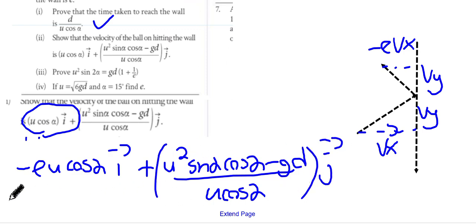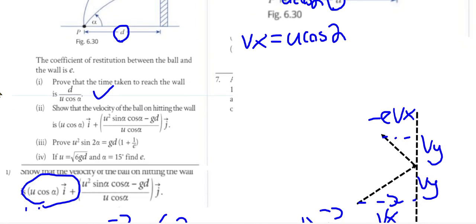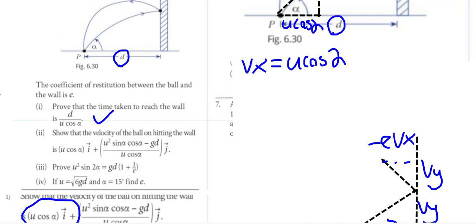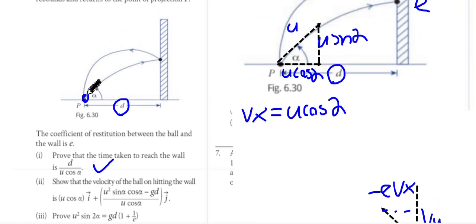All right. So you can reset the question. So what does it want us to prove again? It wants us to prove that u squared sine 2 alpha equals g d, 1 over e. Now, what I'm noticing is on the second bounce, what happens? How far does it go? It goes all the way back a horizontal distance of d.